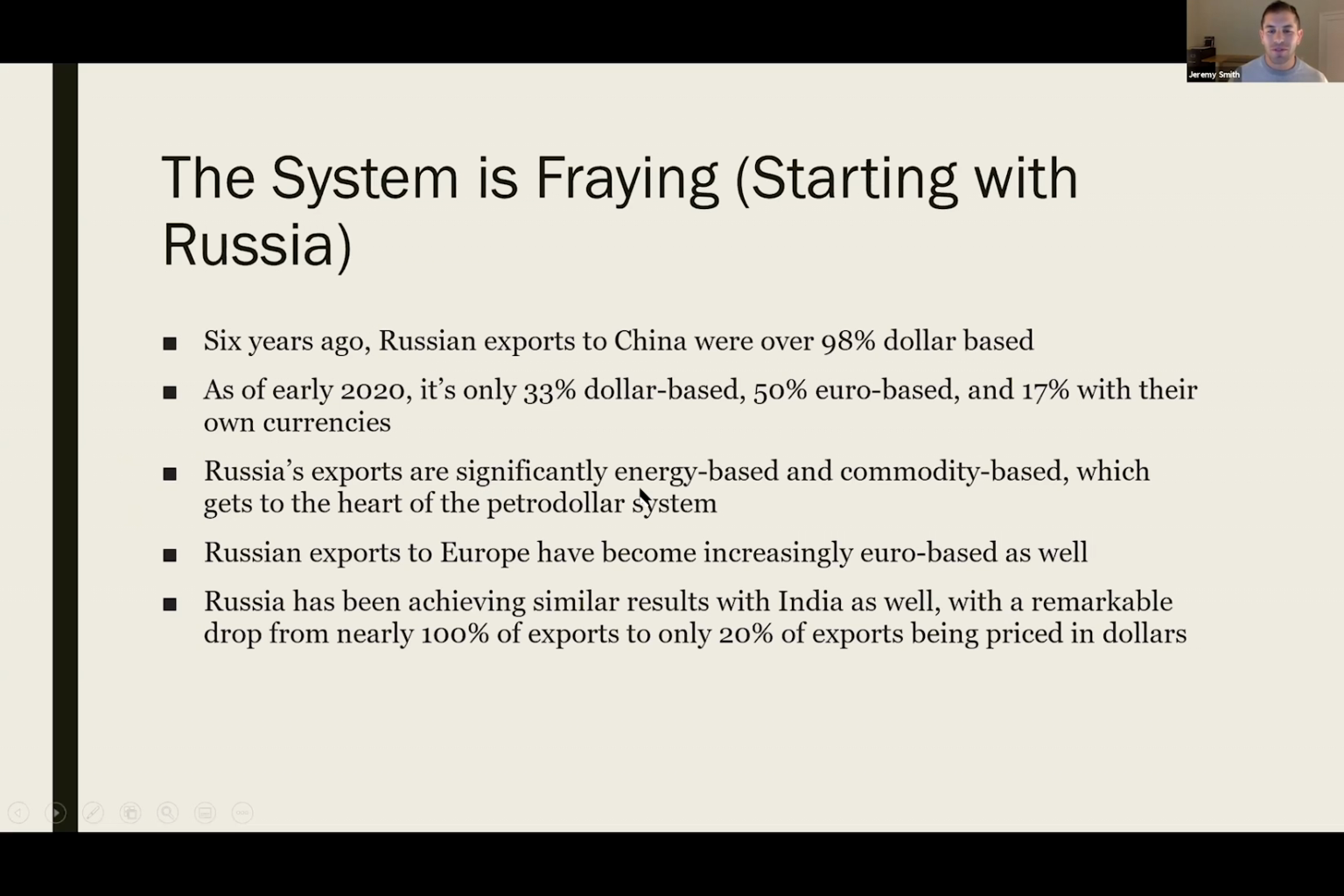Russia's exports are significantly energy-based. So that makes it even worse, right? Because Russia does export commodities and oil. That's supposed to be the heart of the USD system. And it also exports it to Europe in more and more euro-denominated trade. So Russia is also pushing to do it with India. They were able to drop from nearly 100% of exports to just 20% of exports denominated in dollars.